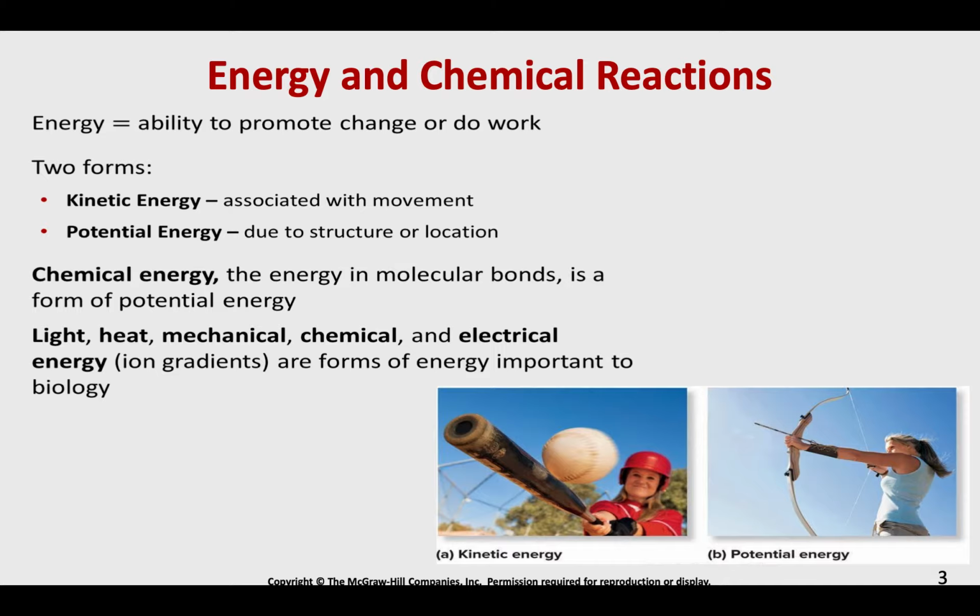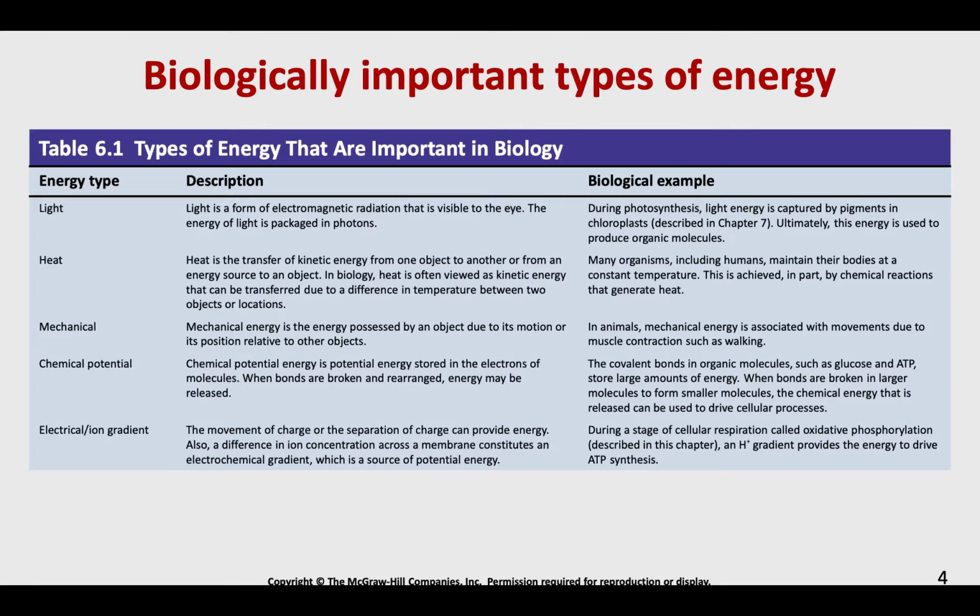But there's a lot of different forms of energy in biology. Light, heat, mechanical, chemical, electrical. There's a lot of energy out there. This table is in your textbook. I just threw it up there to give you an idea. Light can be energy in the form of electromagnetic radiation. Heat can be energy in the form of its transfer from one object to another. We have mechanical energy possessed by an object due to its motion relative to other objects. Chemical potential, which we're going to go over here. And electrical or ion gradient, like we just saw in active transport. It sets up a gradient and allows us to perform some action.